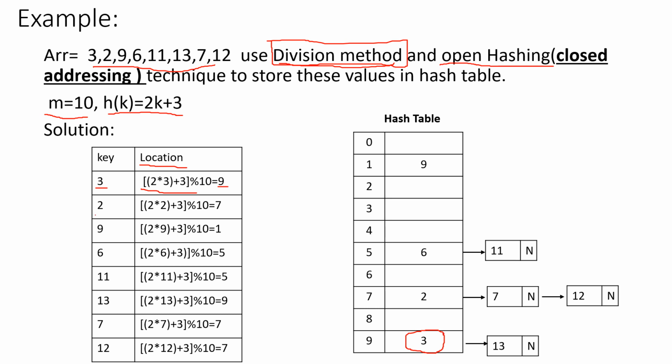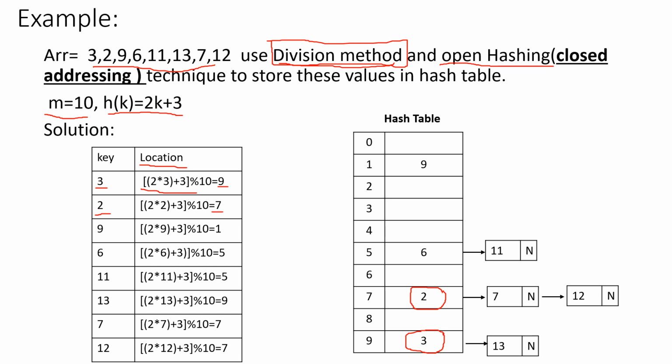Now coming to the second element, that is 2. If we are going to calculate the index of the 2 using the division method of the given hash function, then what will you do? 2k. 2 into the k value, which is 2. So 2 into 2 plus 3, 4 plus 3, 7. 7 modulus 10, if you do that, you will get the index 7. So for this 2, if you check, your hash table is free. Just now we have stored only 3, so the remaining part was empty. So that 2 is going to be stored at index 7.